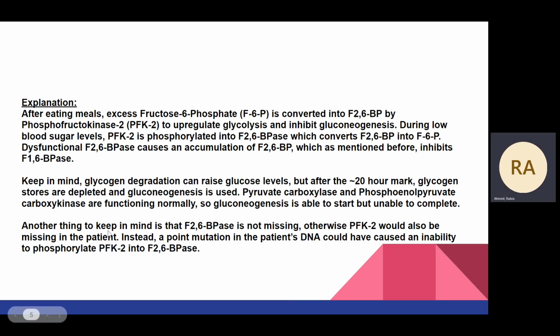Okay. Another thing to keep in mind is that fructose 2,6-bisphosphatase is not missing. Otherwise, phosphofructokinase 2 would also be missing in the patient. Instead, a point mutation in the patient's DNA could have caused an inability to phosphorylate phosphofructokinase 2 into fructose 2,6-bisphosphatase. So this is just like knowing the gluconeogenesis mechanism and stuff.